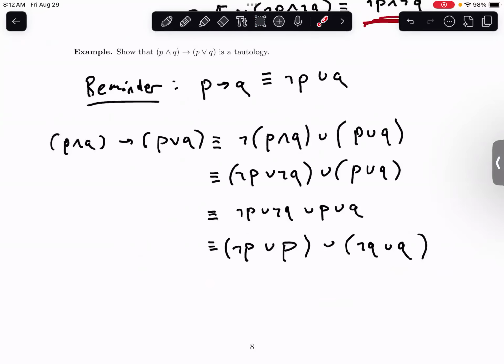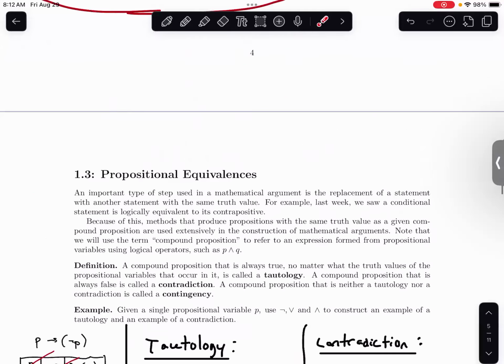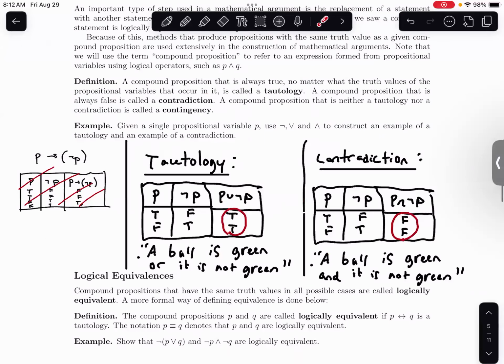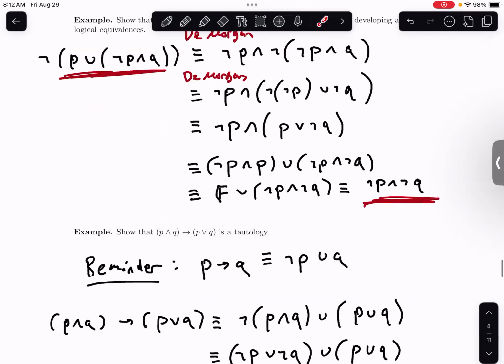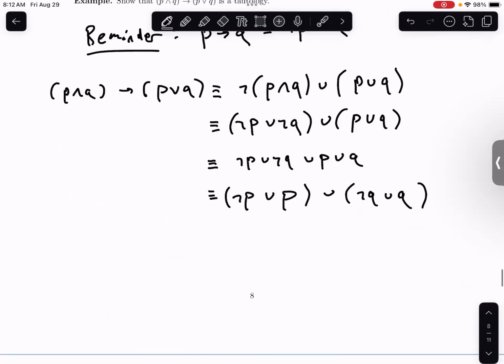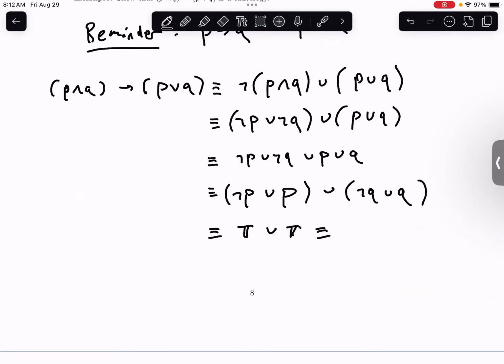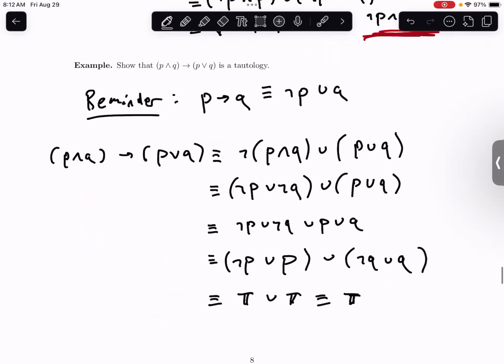This is the first thing we did in this section. Not to give you motion sickness, but I want to scroll up. We saw before that if you have any proposition and you OR it with its negation, you always get a tautology. So that's exactly what we have here. P or not P is always going to be true, and not Q or Q is also always going to be true. This is what we did in class on Monday or Wednesday. And if you have true or true, it's always going to be true. So we have a tautology here, which is what we wanted to show.